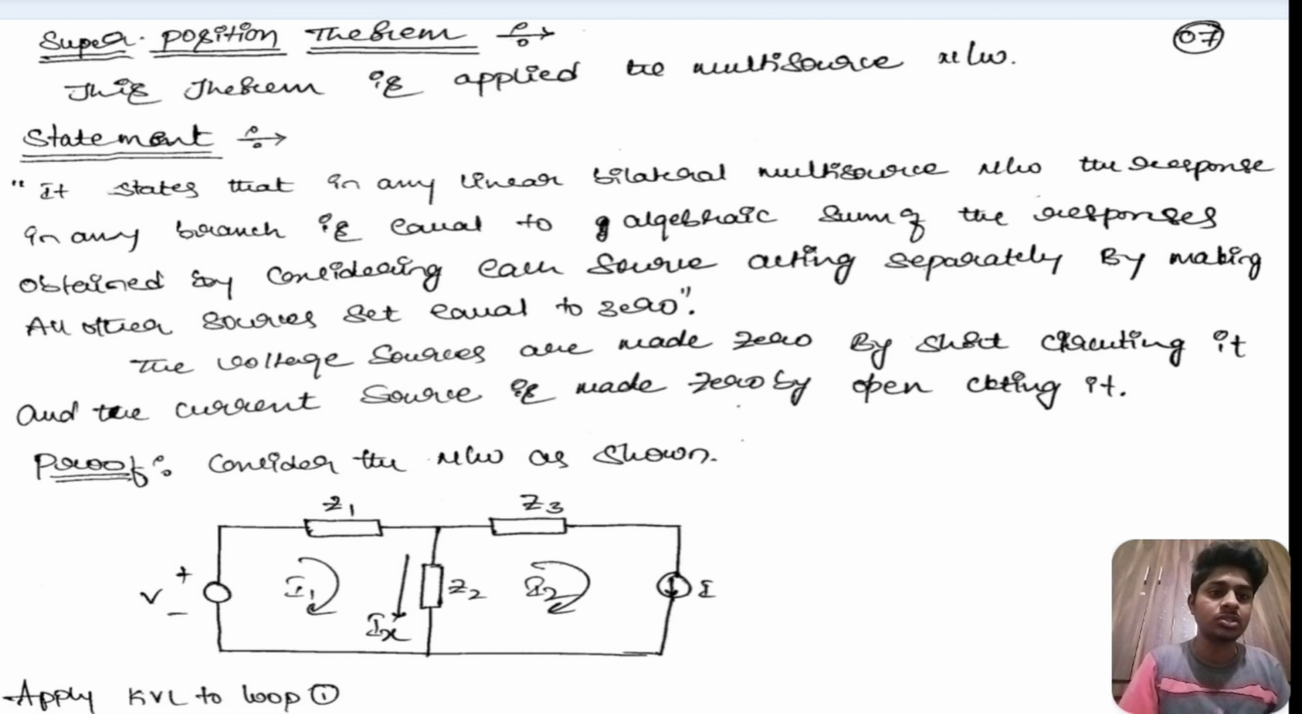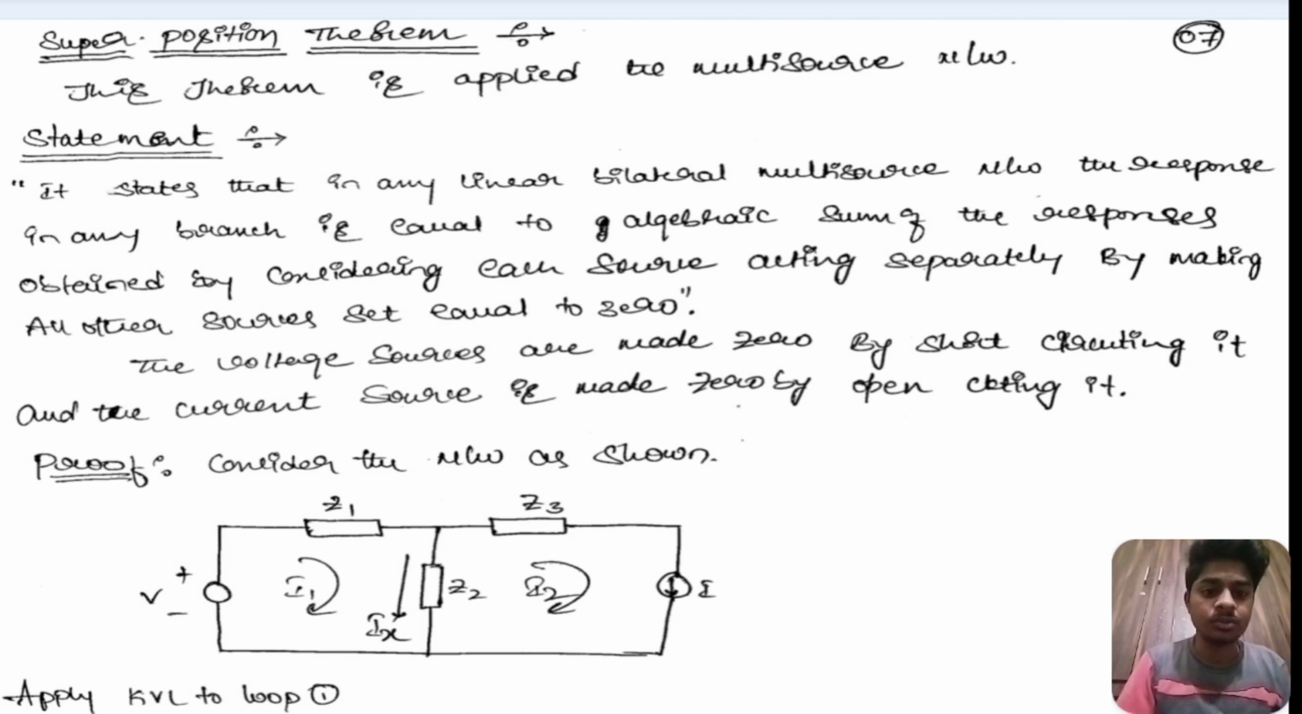The voltage sources are made 0 by short circuiting them, and the current sources are made 0 by open circuiting them.